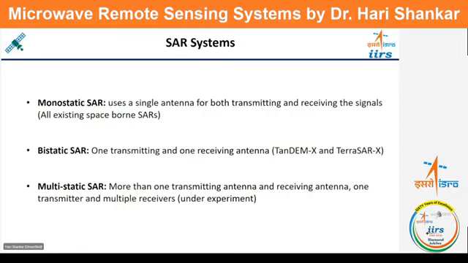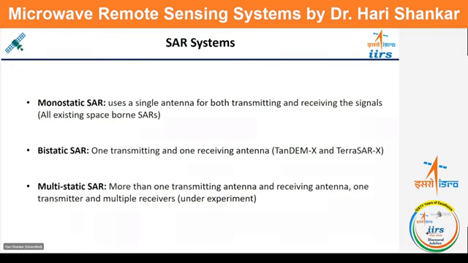In multi-static, there may be more than one transmitting antenna or more than one receiving antenna. They can be used alternatively, but the main thing is that more antennas are there for reception as well as transmission. But currently there is no multi-static synthetic aperture radar available, neither in airborne nor in spaceborne platforms, but they are under experiment. People are trying to develop it, but theoretically it is possible, practically not operational.